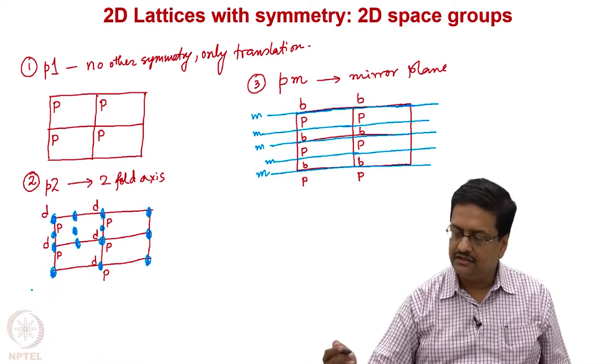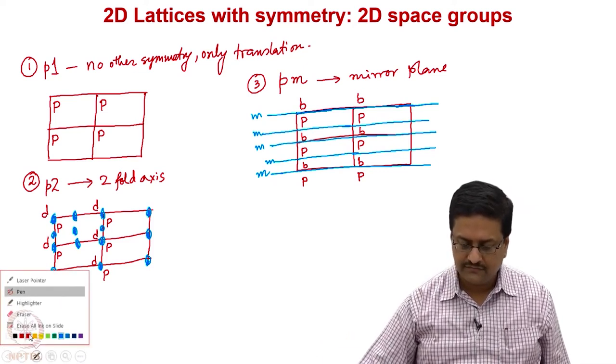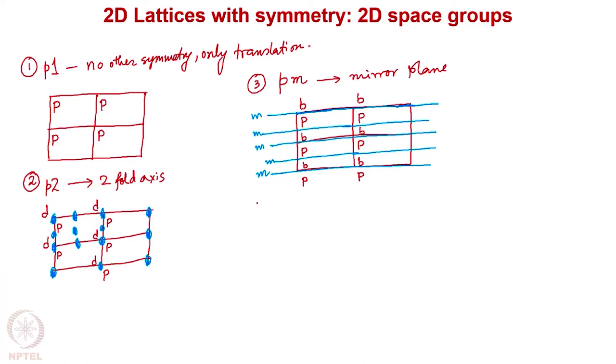Now let us see the fourth type of lattice in this two-dimensional space lattices, number 4, is PMM. That means it has two mirrors perpendicular to each other. So how is it going to look like?